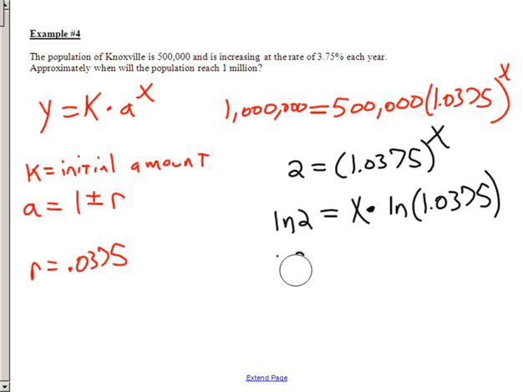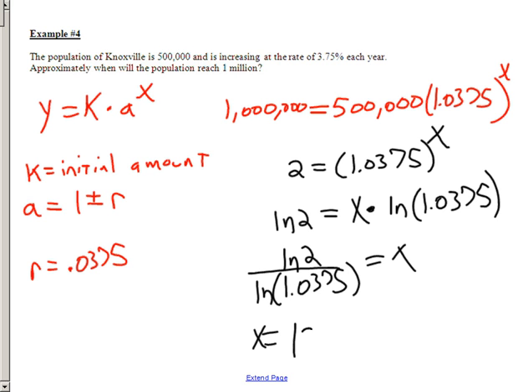Let me rewrite it here. So we're going to get the natural log of 2 divided by the natural log of 1.0375, and that's going to equal x. If you type that into your calculator, again, I can show you how to type it in class. Put the natural log of 2 divided by the natural log of 1.0375, you're going to get 18.828 years.